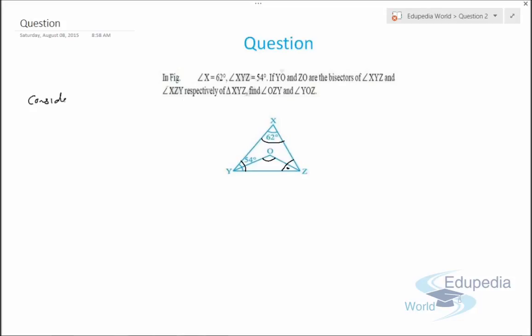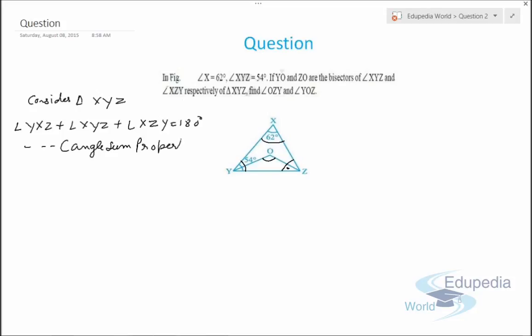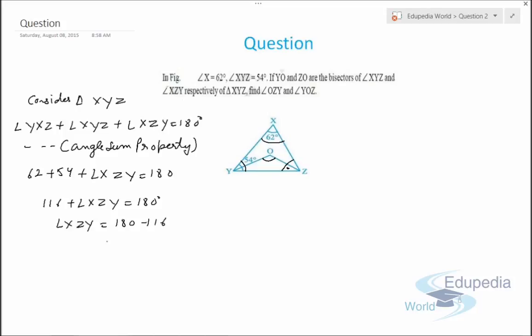Now if we consider triangle XYZ, it will be angle YXZ plus angle XYZ plus angle XZY equals 180 degrees. Why? Because of the angle sum property. So this means it will be 62 plus 54 plus angle XZY equals 180 degrees. So 62 plus 54 is 116, plus angle XZY equals 180 degrees. So angle XZY will be equal to 180 minus 116. So the answer will be 64.